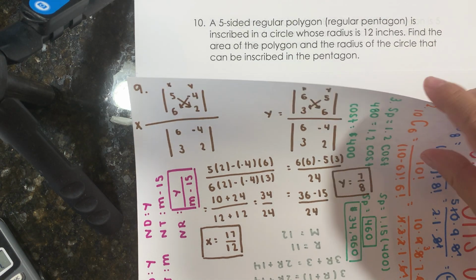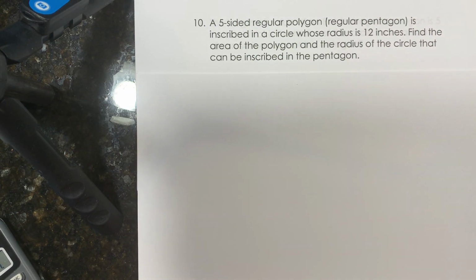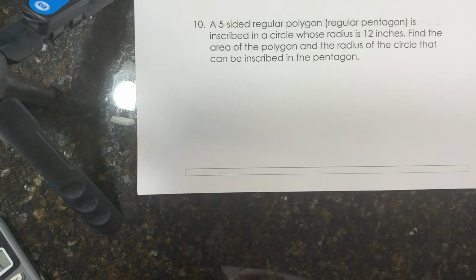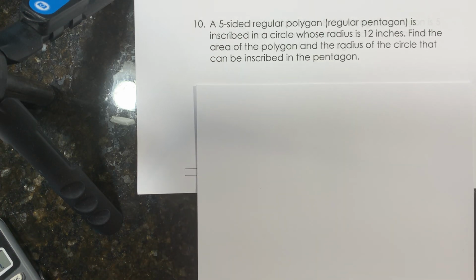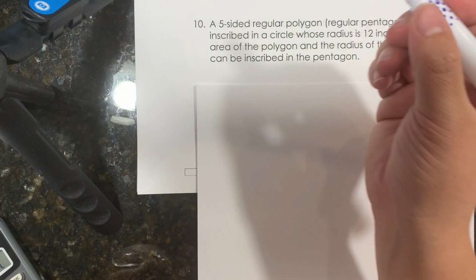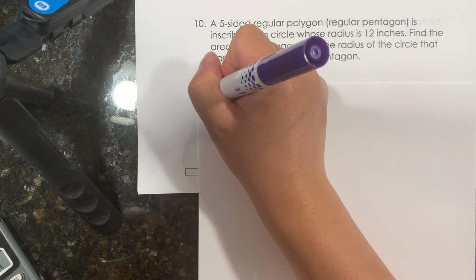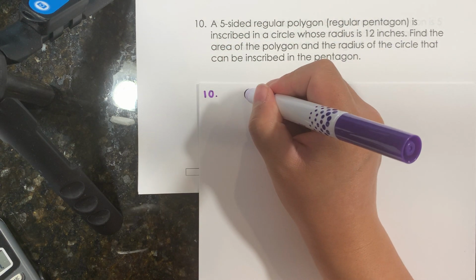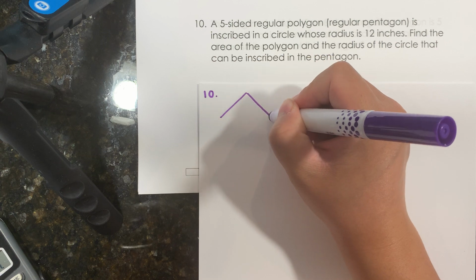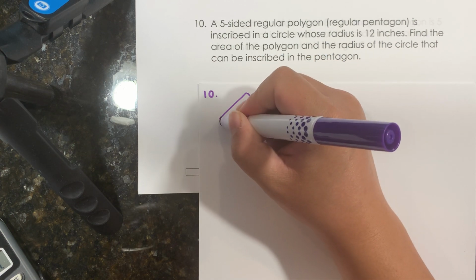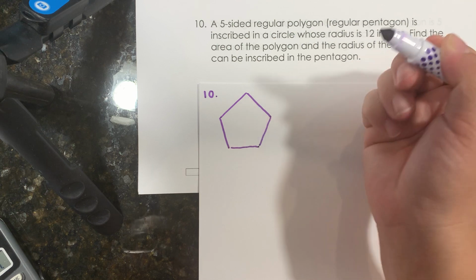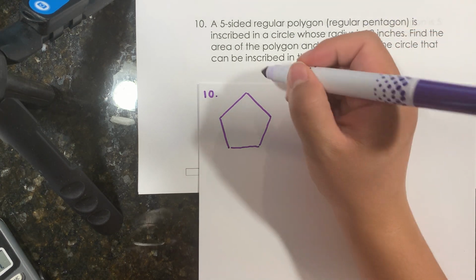Now looking at number 10, we have a 5-sided regular polygon is inscribed in a circle whose radius is 12 inches. Find the area of the polygon and the radius of the circle that can be inscribed in the pentagon. Okay, so a 5-sided regular polygon would look like this. I'm going to try and give you a visual. So 1, 2, 3, 4, 5. And this would be inscribed in a circle.